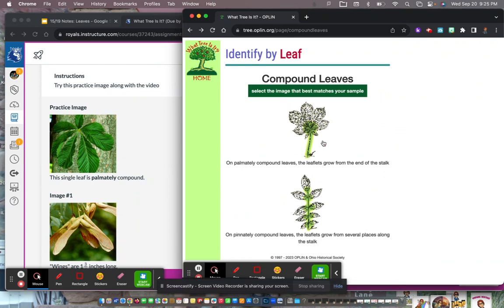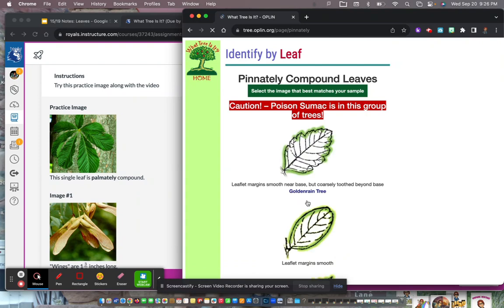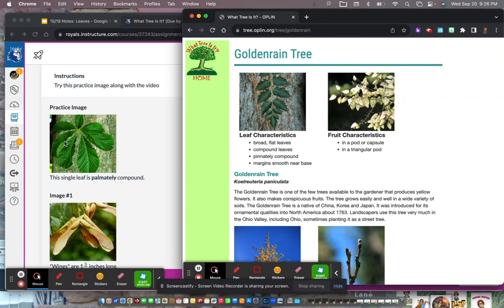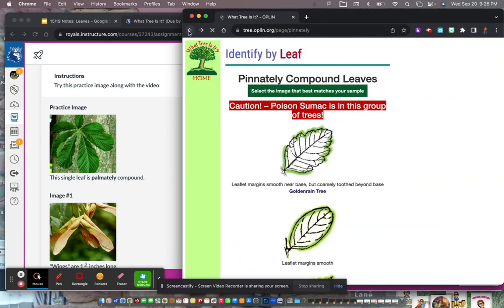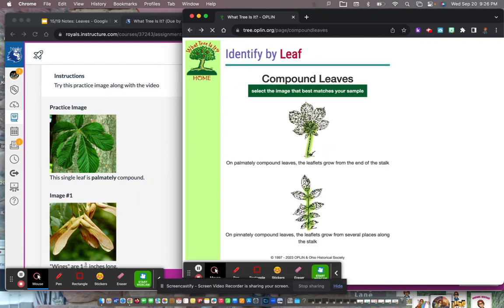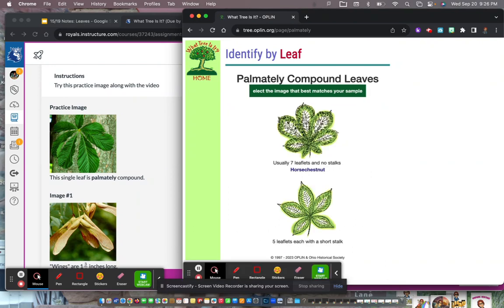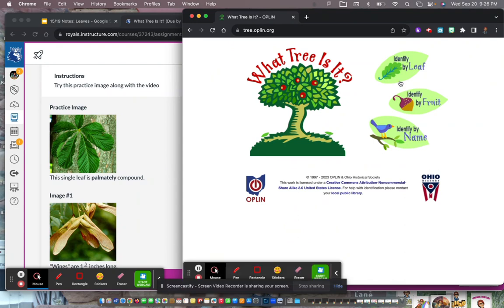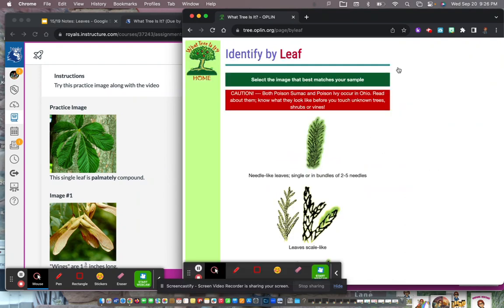So let's say I picked the wrong one somewhere along the line. Let's say I thought it looked like this, and then I thought it looked like this, and the leaf is wrong. It doesn't match. What should I do? Well, I have some choices. I can go backwards and try those choices again and say, okay, wait a minute, I must have made a mistake. It actually looks more like this, and then start over again. Or I can just go back to the beginning. This is the home page right here. So if you click on that, you can just start all over again. So identify by leaf and go back to the beginning again.